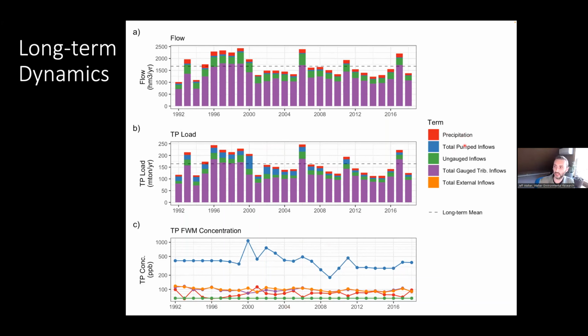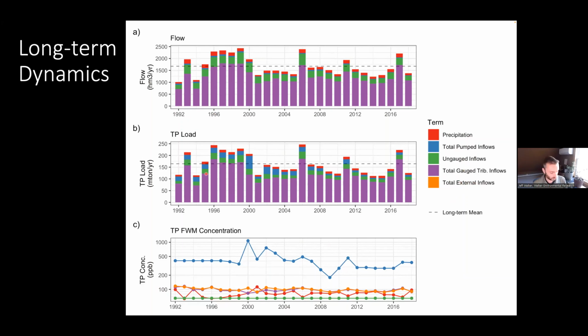We've got precipitation, the pumped inflows, the ungauged, the gauged, and then the orange is the total external inflows. The overall concentration of all inflows only appears down here on the bottom. And then the sum of any of these bars would be the total external inflows for the flows and loads.